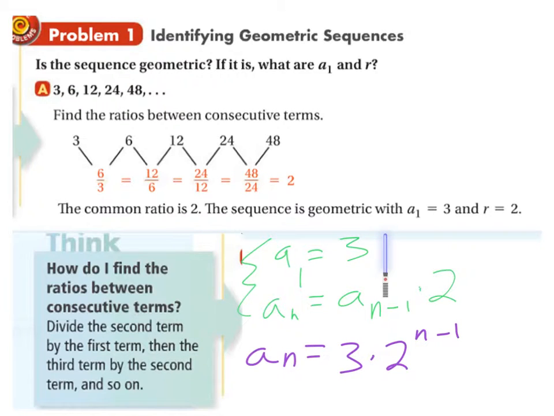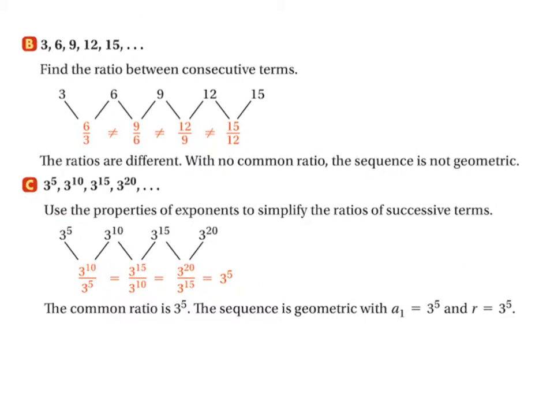Notice, though, the similarities. Again, first term for the recursive is here, for the explicit is here. Common ratio here for recursive and here for explicit. Notice they both actually have an n minus 1 in them. So very similar there. Looking at another sequence, 3, 6, 9, 12, 15. Looking at those ratios, they are not the same. The ratios are different, so there's no common ratio, so that is not geometric.